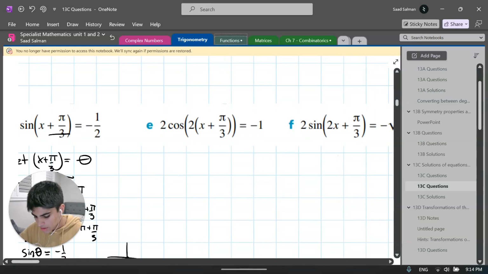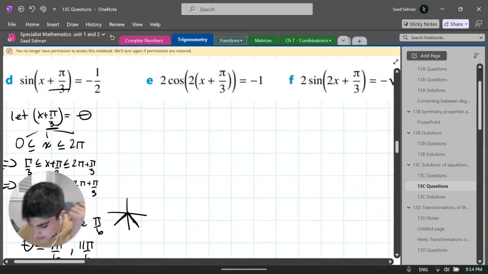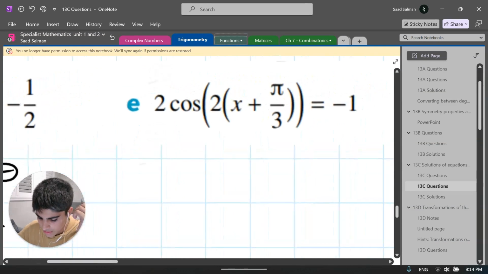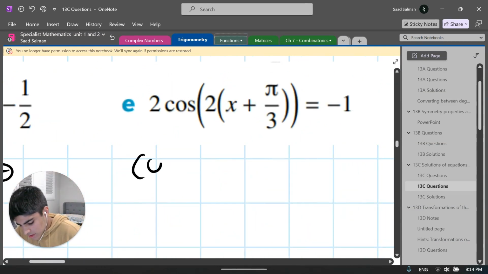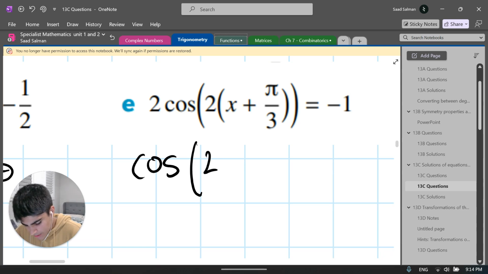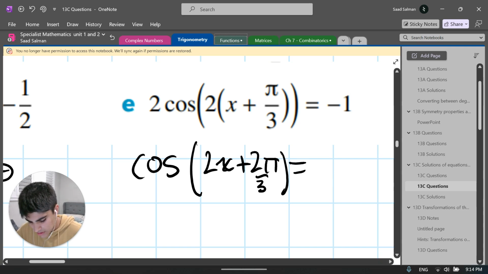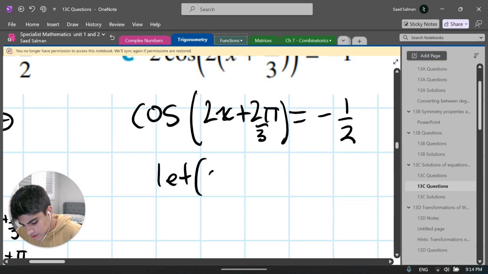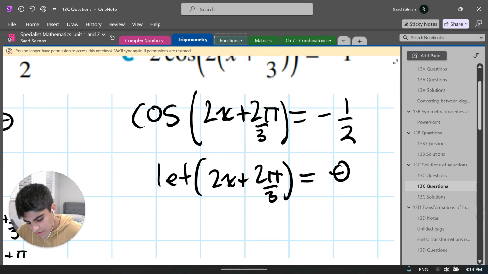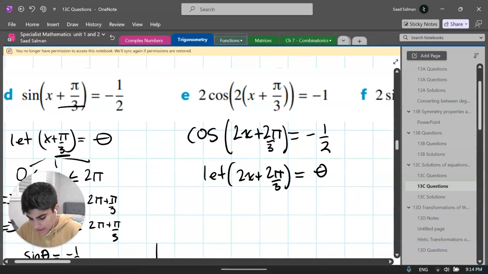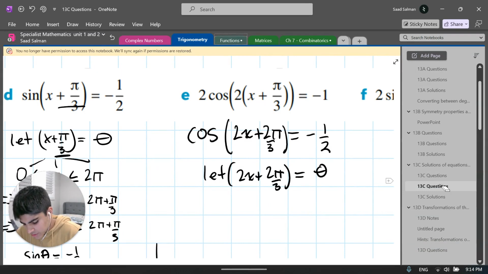Next question. 2 cosine of 2x plus pi on 3. Alright, cosine of 2x plus 2 pi on 3, let's make this easier for ourselves, equals negative 1/2. Let 2x plus 2 pi on 3 equal theta. Now let's adjust our domain in accordance to these transformations. We've got a translation of pi on 3 to the left and a dilation by a factor of 2.